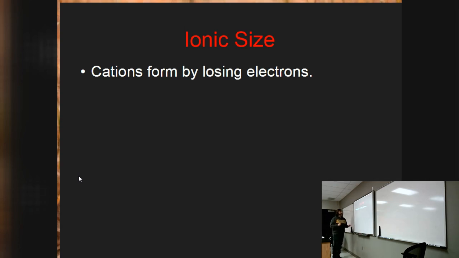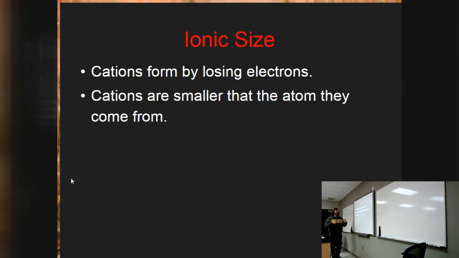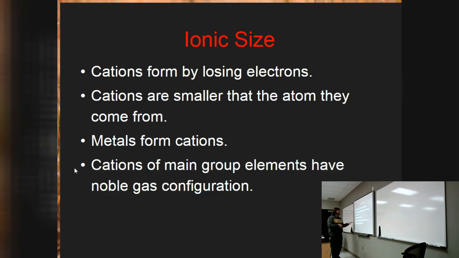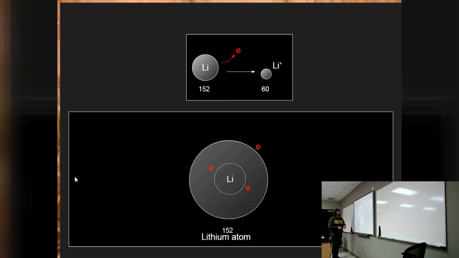Again, cations are formed by losing electrons. You can imagine if you lose an electron, the atoms are going to be smaller than the original atom they came from. If you lose an electron, it goes away, again, the atom's going to shrink. Metals normally do this. Metals normally lose their electrons and form cations, and again, they do this to form a noble gas electron configuration, which, again, we'll get to at some point in time.